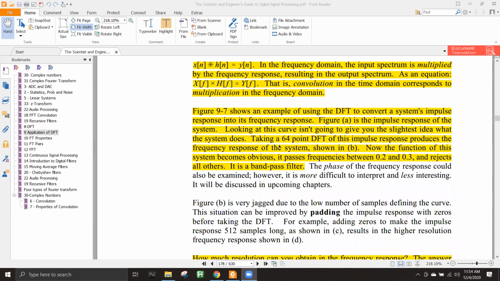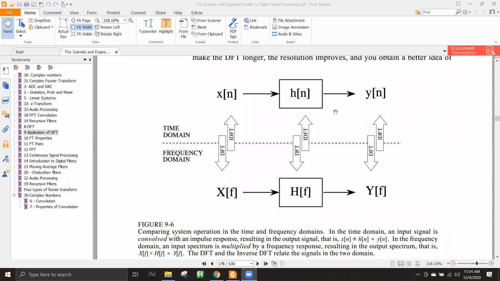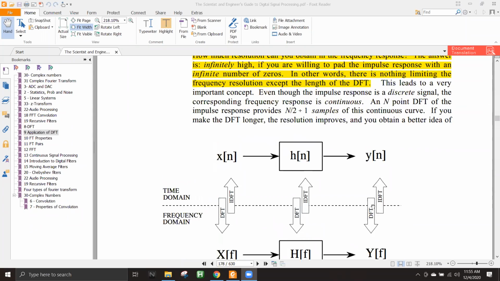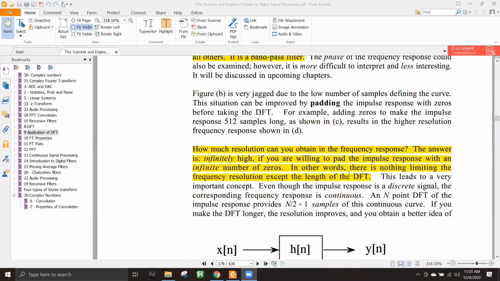Now figure 9.7 shows an example of using DFT to convert a system's impulse response into frequency response. So you can look at this. It just shows how you can go from one to the other: from the input to the frequency domain input, from the impulse response to the frequency response, and from the output to the frequency output. You can go from one to the other. So there is actually a correspondence between everything here.